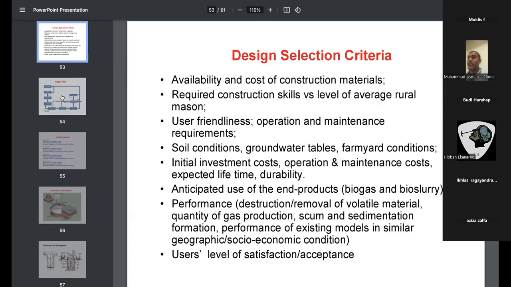Performance, or destruction and removal of volatile material, all things should be checked. And the best of all, user level of acceptance. If you are constructing a biogas plant for a farmer, first of all, please satisfy him. Try to motivate him that this technology is best. Let him know what the advantages of this technology are.